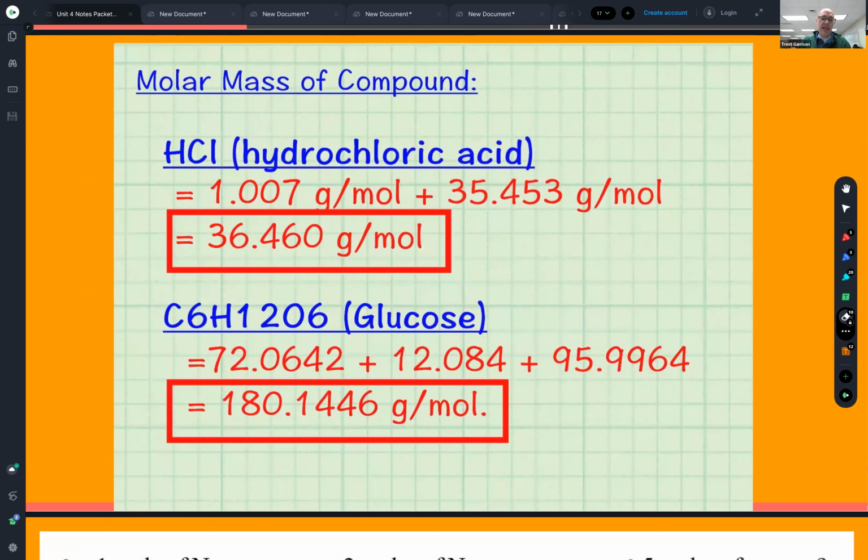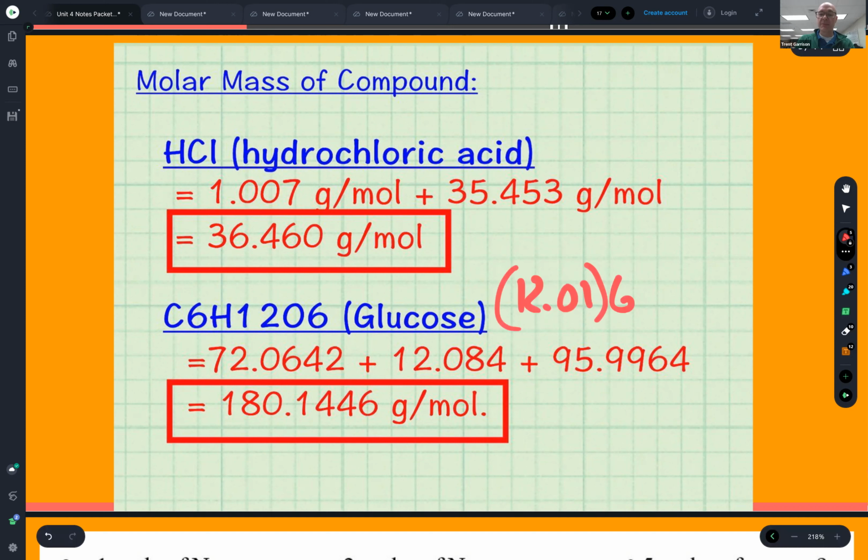Now, on the next one, I've got 6 carbons. So that means 6 times the weight of carbon. Well, if I look on the periodic table, carbon would weigh 12.01. So I'd multiply that by 6 to get the 72. My hydrogens, there are 12 of those. So that'd be 12 times 1.0079. And that weight is the 12.084.